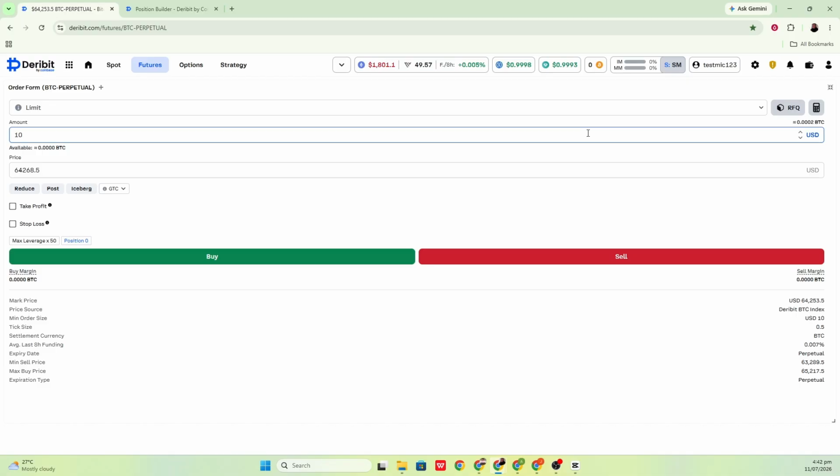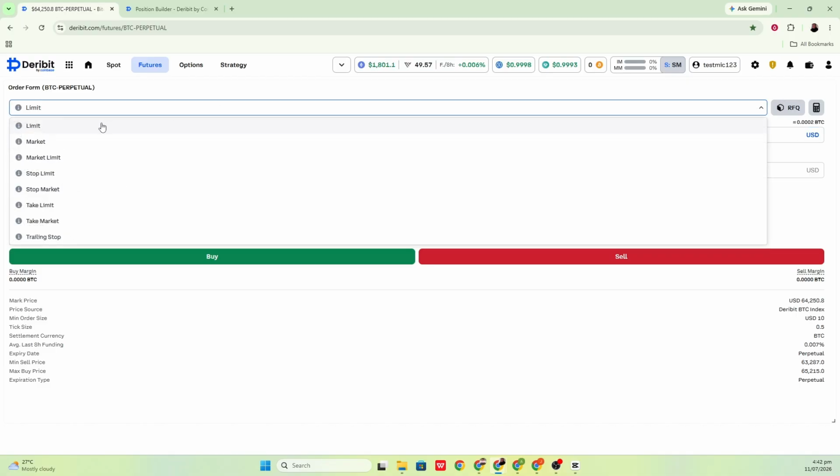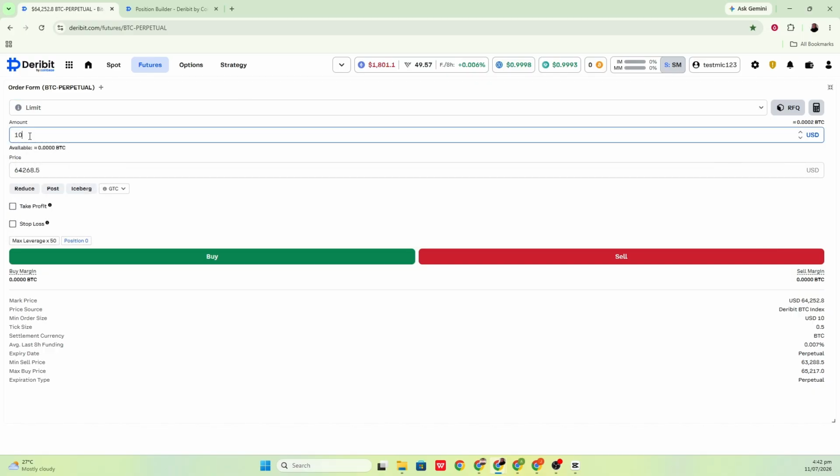Now move to the order entry form. Start by selecting the order type. If you choose a limit order, you will enter the maximum price you are willing to pay, and the order will remain in the order book until it is filled. If you choose a market order, the trade is filled immediately at the best available price in the order book.